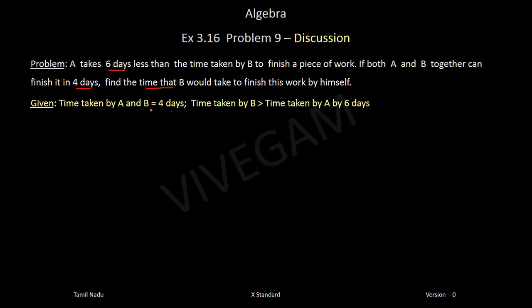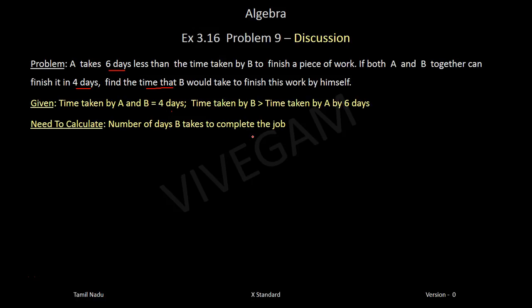Time taken by A and B is 4 days. Time taken by B is greater than time taken by A by 6 days. These are the two conditions. So this condition here and this condition comes over here. We are asked to find the number of days B will take to complete the job on his own, right?